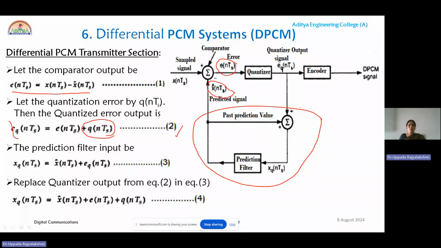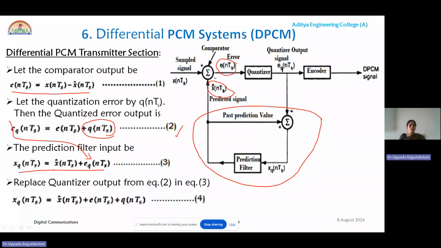Next, this eq of nTs is added with the past sample or predicted signal to produce the input to the prediction filter. So that is xq of nTs, which is equal to the sum of x cap of nTs and eq of nTs. Here xq of nTs is equal to x cap of nTs plus eq of nTs, which is equation 3. Now let us replace the quantizer output from equation 2 and substitute it in equation 3.